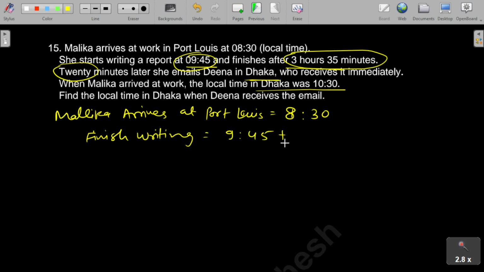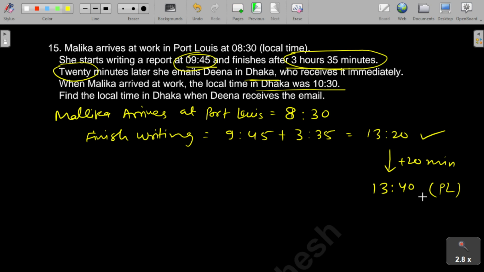9:45 plus 3:35. Okay, so this is 13:20. This is 13:20 when she finished writing. After that, she emails Dina in Dhaka in 20 minutes. If I add plus 20 minutes, which is 13:40. Okay, so she emails Dina in Dhaka, and this is Port Louis time.